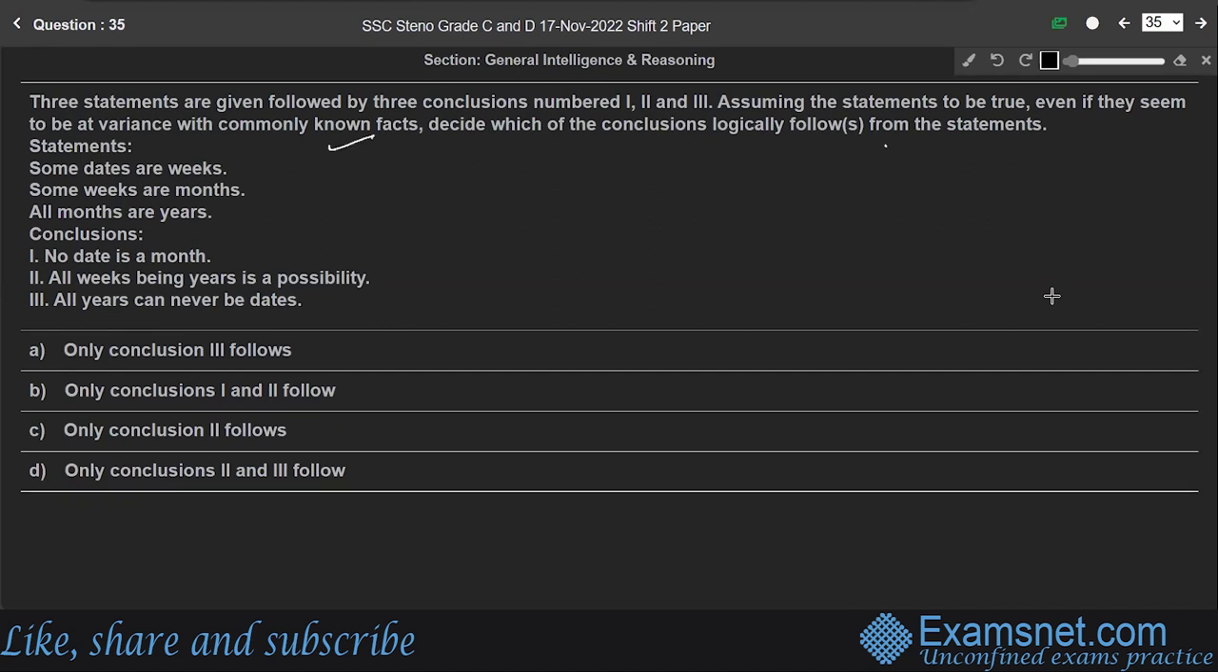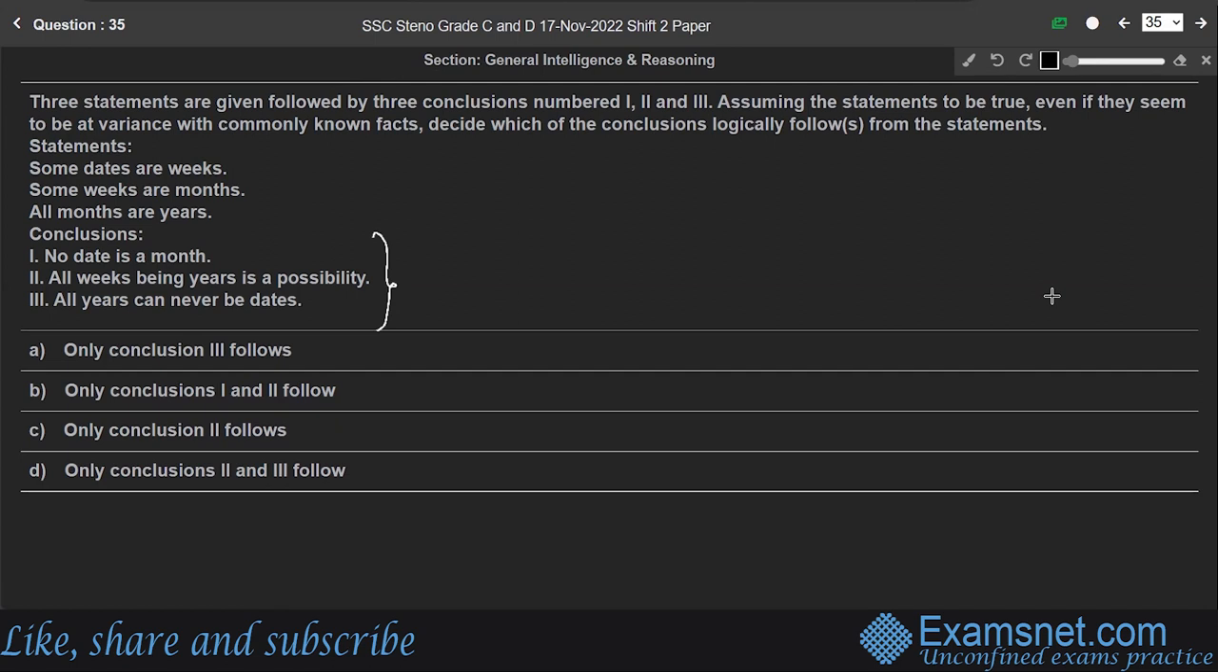Question 35. Three statements are given followed by three conclusions numbered 1, 2 and 3. Assuming the statements to be true even if they seem to be at variance with commonly known facts, decide which of the conclusions logically follow from the statements. So we'll represent the given statements in the form of Venn diagram. Later, we can decide which of the given conclusions logically follows the given statements.